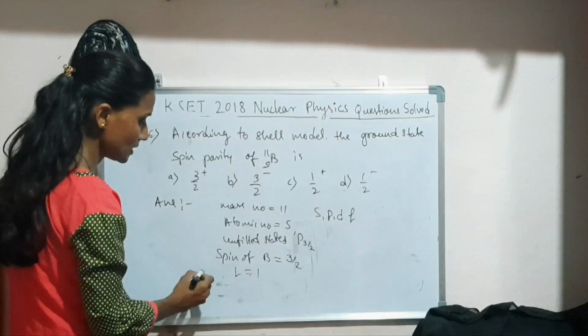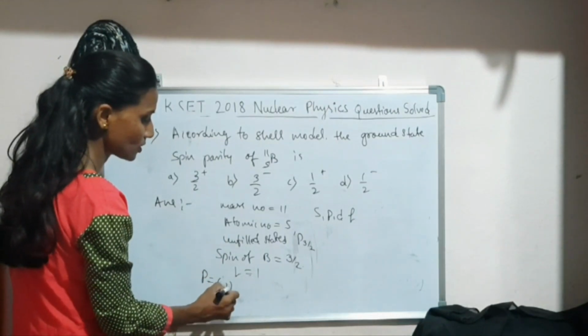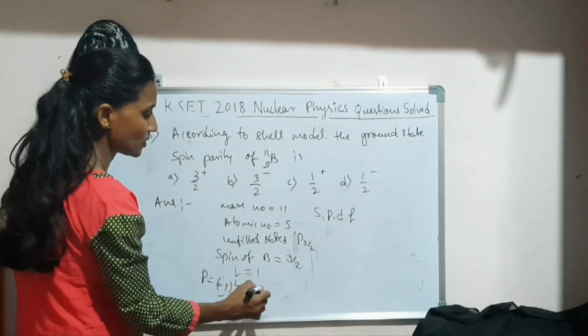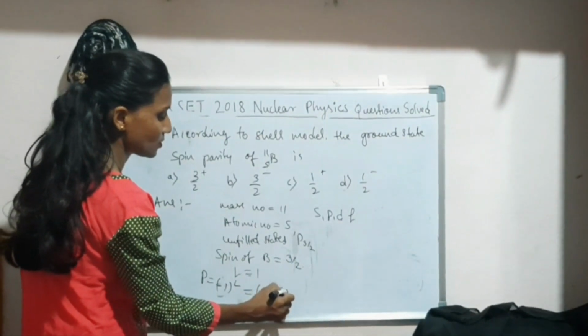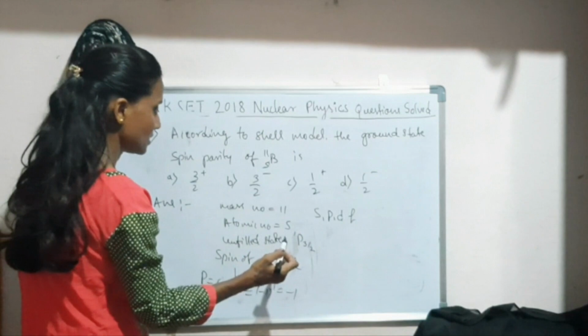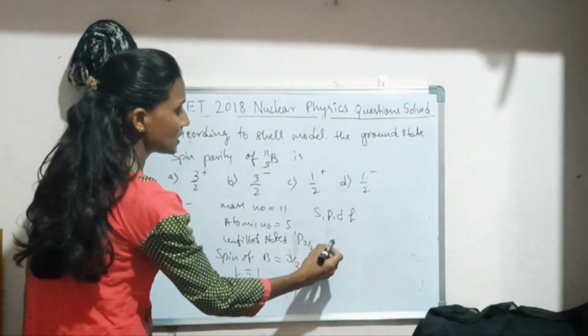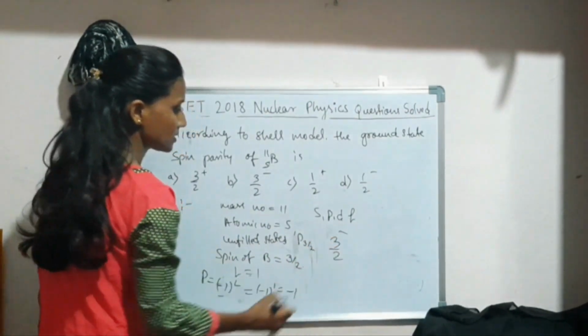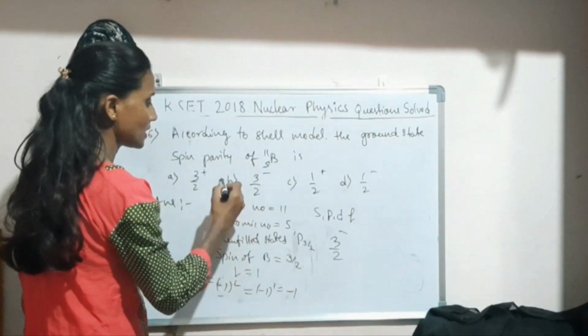Then parity is given by (-1) to the power L. L equal to 1, so (-1) to the power 1 is equal to minus 1. Then the spin parity is given by 3/2 minus. Okay, the correct option is.